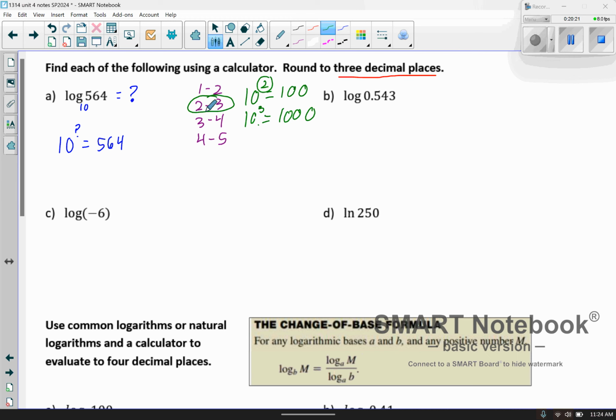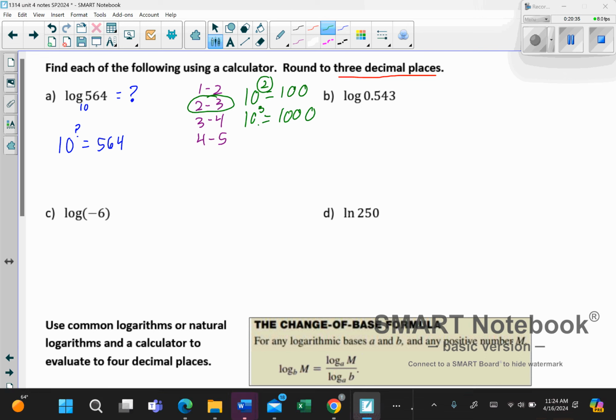My answer's got to be somewhere between 2 and 3, because 10 squared is 100, but 10 to the power of 3 is 1,000. So the first one's not enough. The second one's too much. So I'm going to be wedged somewhere between 2 and 3. And so this is where the calculator is going to come in and help us.